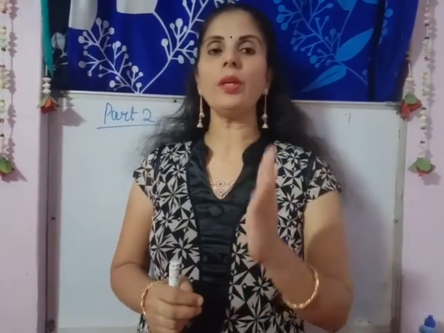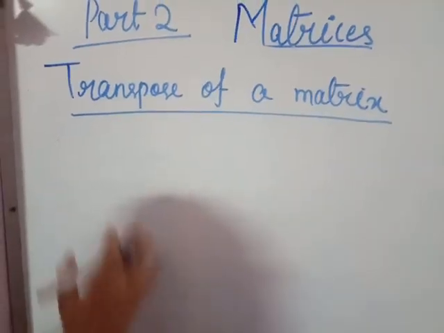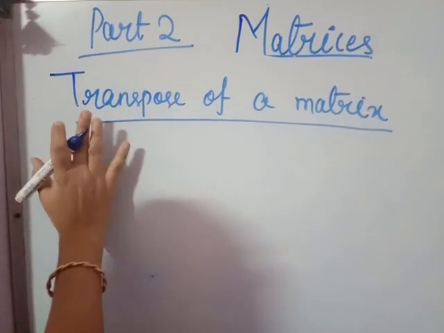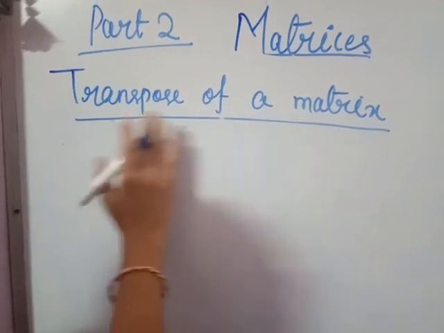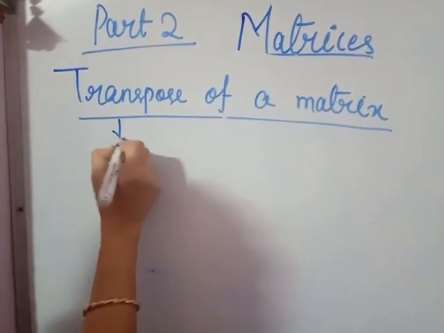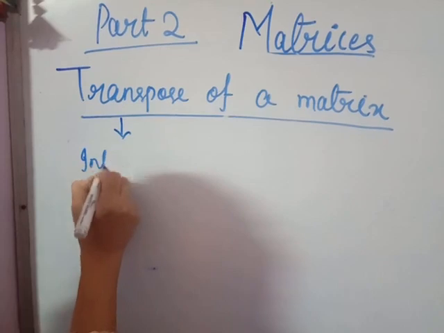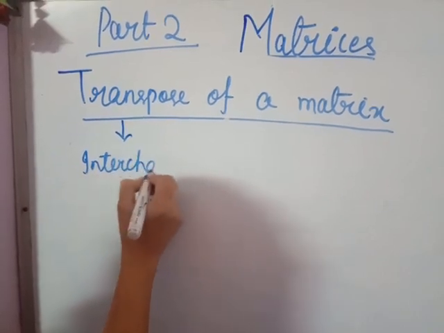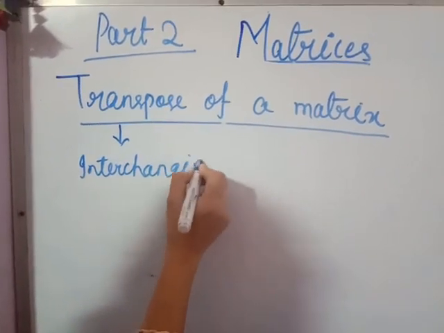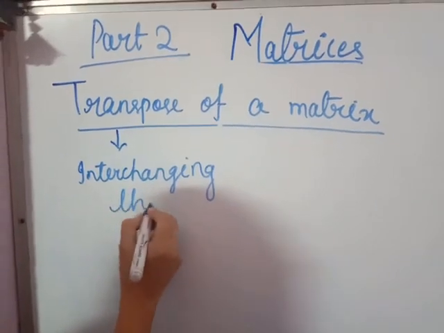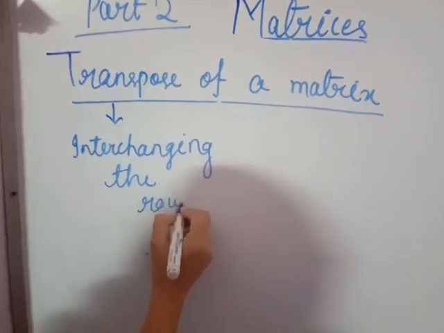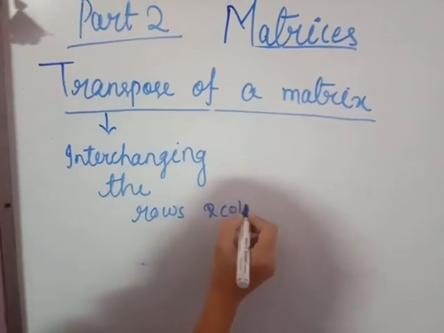Now the next concept is what is the transpose of a matrix and equality of matrices. Now let's see about the transpose of a matrix and equality of matrix. So children, this is another concept, that is the transpose of a matrix. Transpose means what? That is the interchanging the rows and the columns. Interchanging the rows and columns.